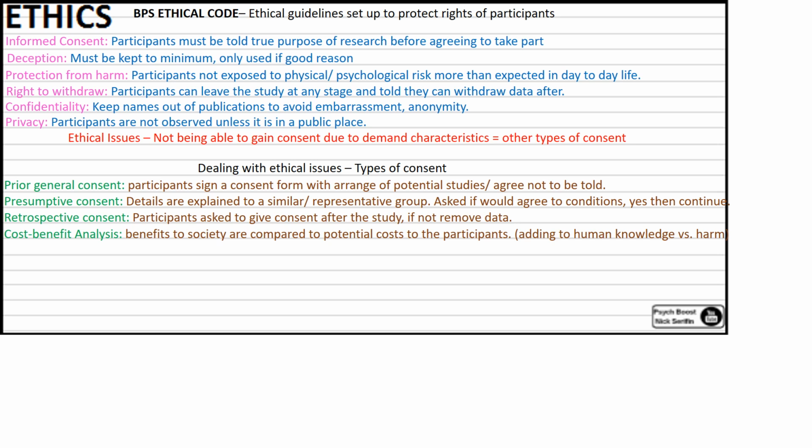We think about the potential costs to the participants. Is there any psychological harm? Is there any physiological harm? Is it just time out of their lives that they didn't need to be spending? What potential costs are there to participants taking part in this?